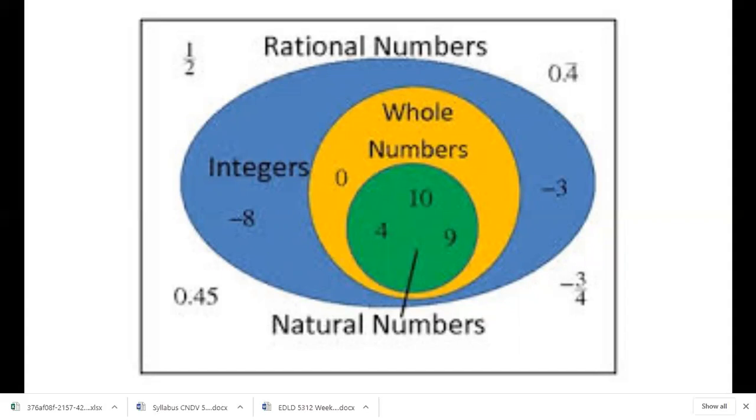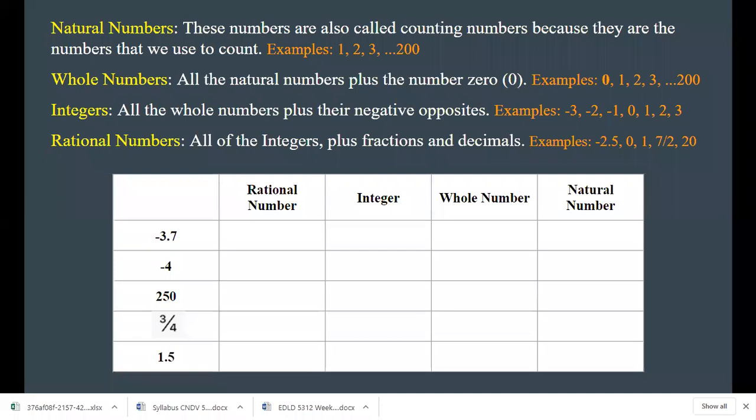And again, natural numbers, the green section, numbers that we use to count. So we can put this to practice now. We have the definitions at the top for your convenience. And the goal here is to be able to check the boxes that each of the numbers down in the table represent. So if I look at negative 3.7, what all categories does negative 3.7 fall under?